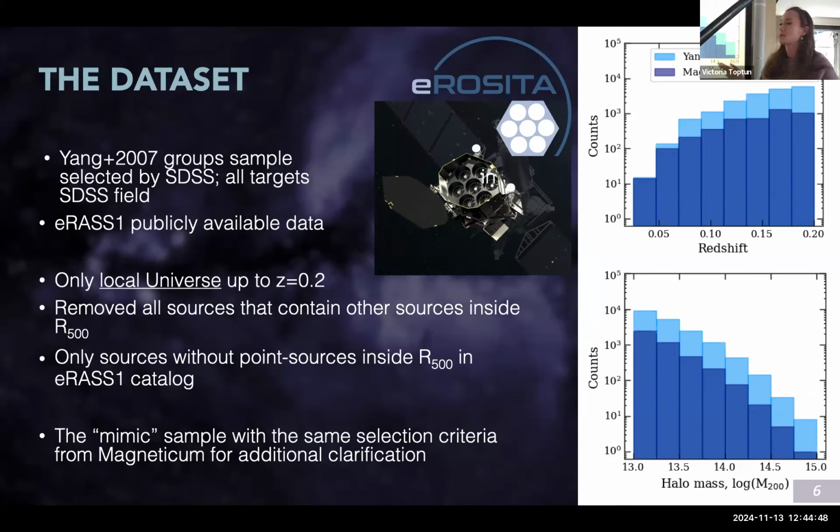And also to be able to do these additional tests and be sure that our procedure is well, we took a mimic sample from simulations, from the Magneticum hydrodynamical simulations, with the same selection criteria that I described here. And here you can see the distribution of our sample in redshift and in halo mass.